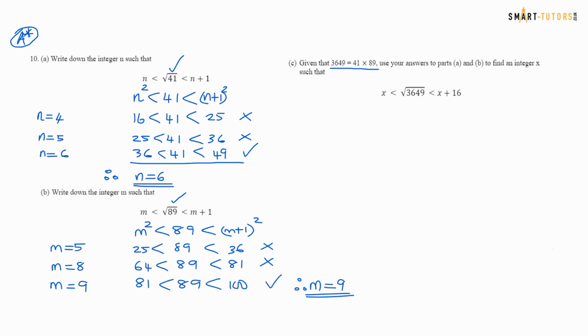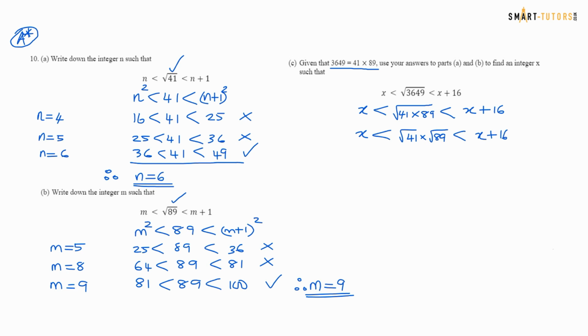Right, what can I do? So x less than, I'm going to replace this 3649 with 41 times 89. Right, so I'm replacing the 3649 with 41 times 89. So x is less than the square root of 41 times 89. You can, in the surd, split the two numbers into 2 parts. So you can split it into 2 parts. Square root of 41 times square root of 89 less than x plus 6.